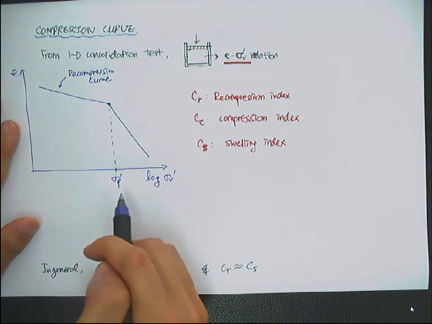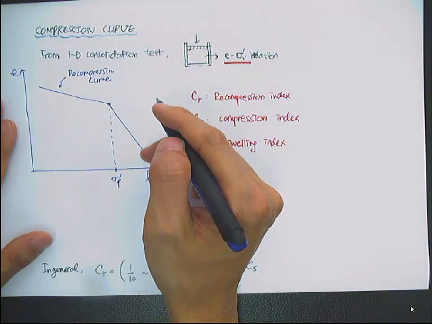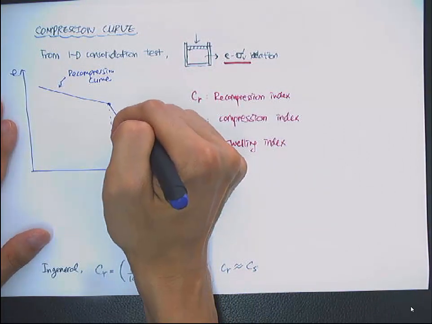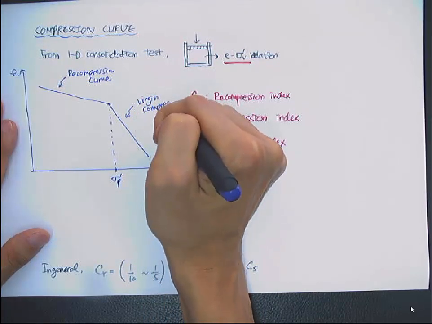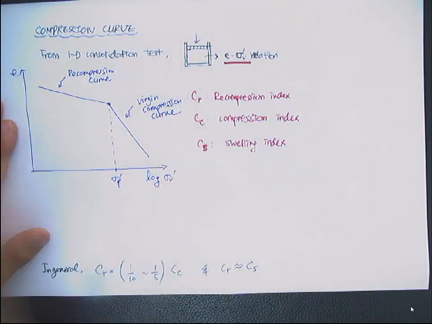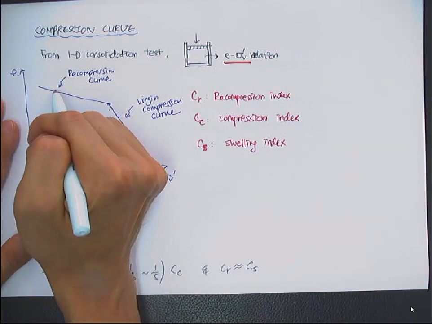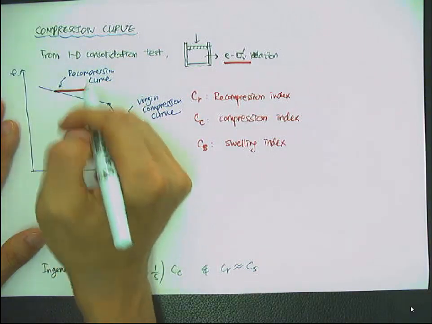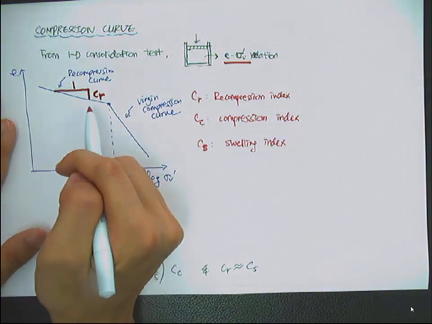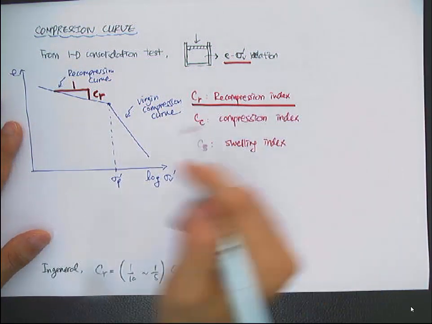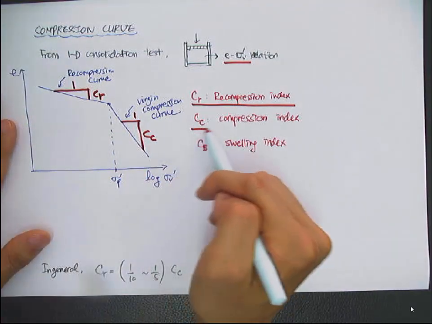And when the vertical effective stress applied is larger than sigma p prime, the maximum vertical effective stress in the past, then it's called a virgin compression curve. Okay. And the slope of each curve is the compressibility. So this one is CR, and this slope is called the recompression index, and this is called the compression index.